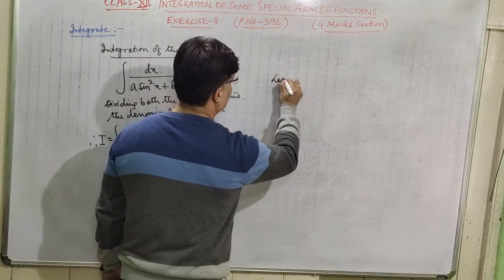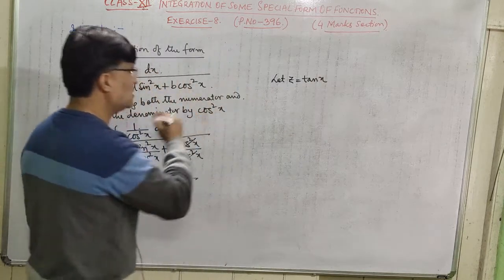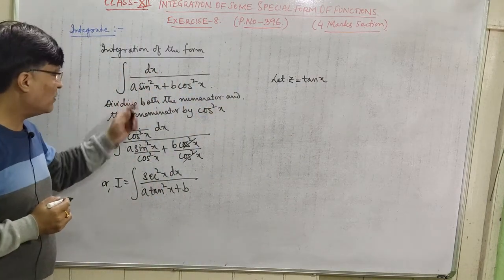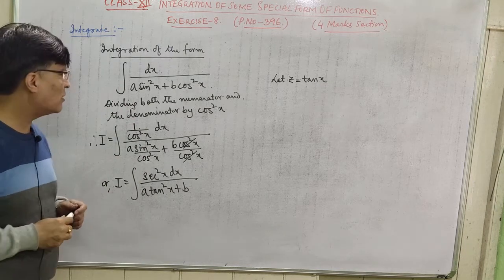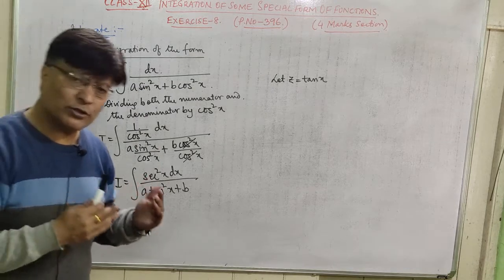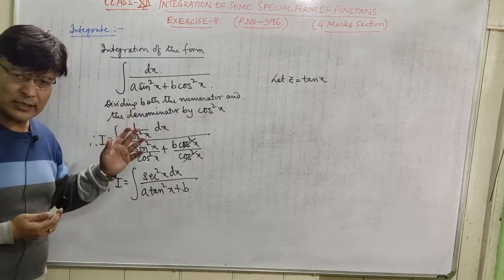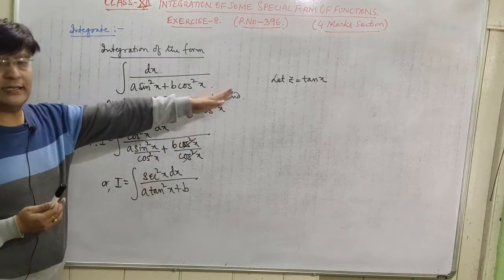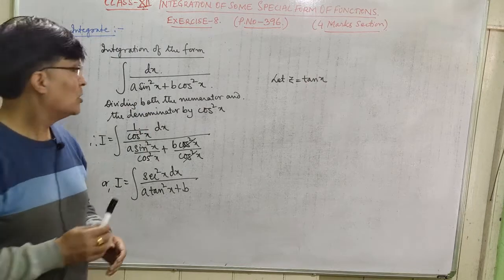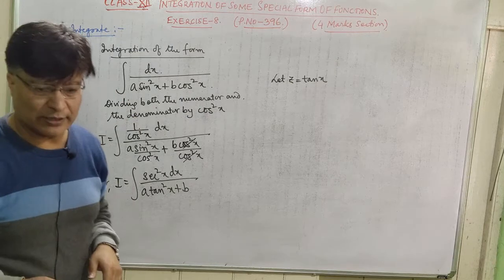So now we can put, let z is equal to tan x. Now you can evaluate this integration. So this is only the method. Okay, so whenever you have such type of integration, that is integral of dx divided by a sin square x plus b cos square x, you divide both the numerator and the denominator by cos square x, convert them into tan x and sec square x form, so we can assume tan x as z. So you can easily evaluate this integration.